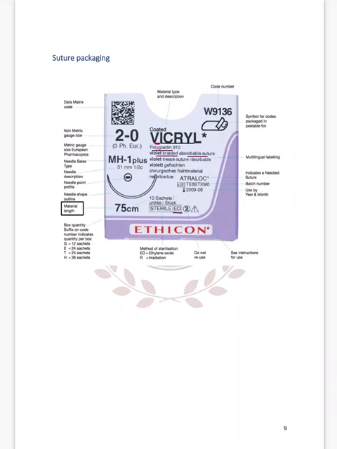Okay, then EO. What is the meaning of this EO? How is it sterilized? EO means method of sterilization is ethylene oxide, and R means irradiation.